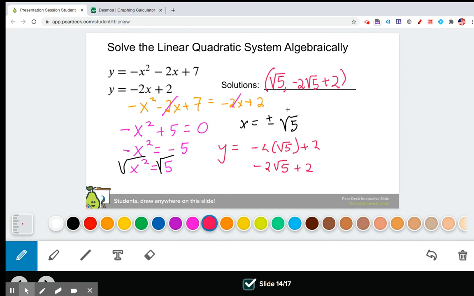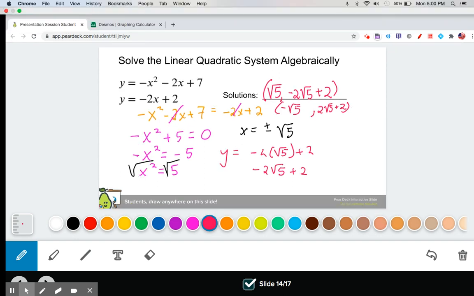And remember yesterday when we looked at this system, they were irrational numbers. They were weird looking decimals on the Desmos graph. Now I know why, because these are irrational numbers at which these graphs are intersecting. My other solution is the negative square root of 5. And then we have negative 2 times negative root 5, which is 2 root 5 plus 2. Those are my two solutions.